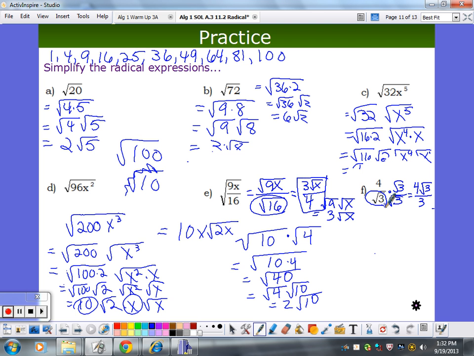So in a nutshell, that's really the rest of the radicals. Are there questions?